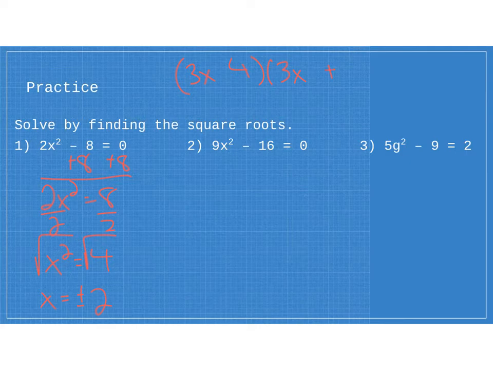3x and 4, one positive, one negative, set it equal to 0, and then you can solve. So some of these that you can solve by taking the square root, you can also solve by factoring, and later on down the road we will specifically talk about which one is better to do at which times. For right now we're just going to focus on square roots, even though we could use difference of squares to factor it. So we're going to add 16.